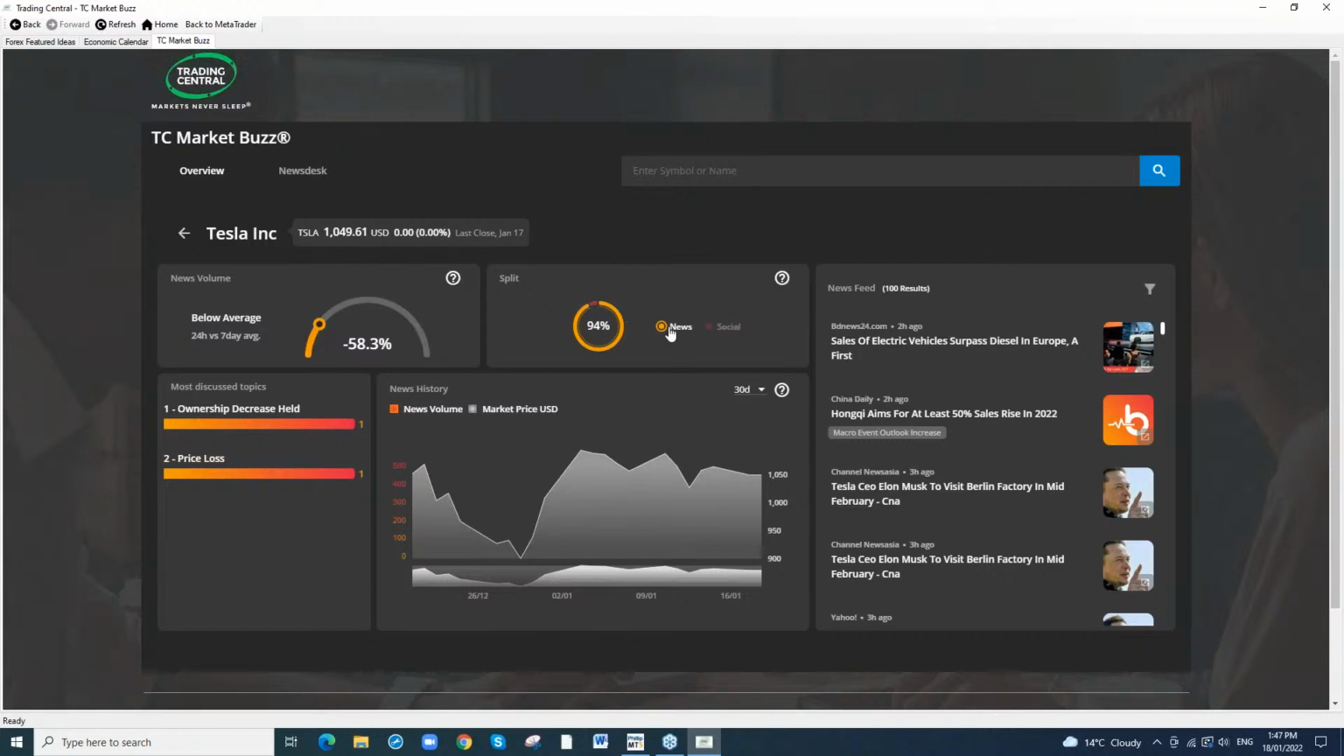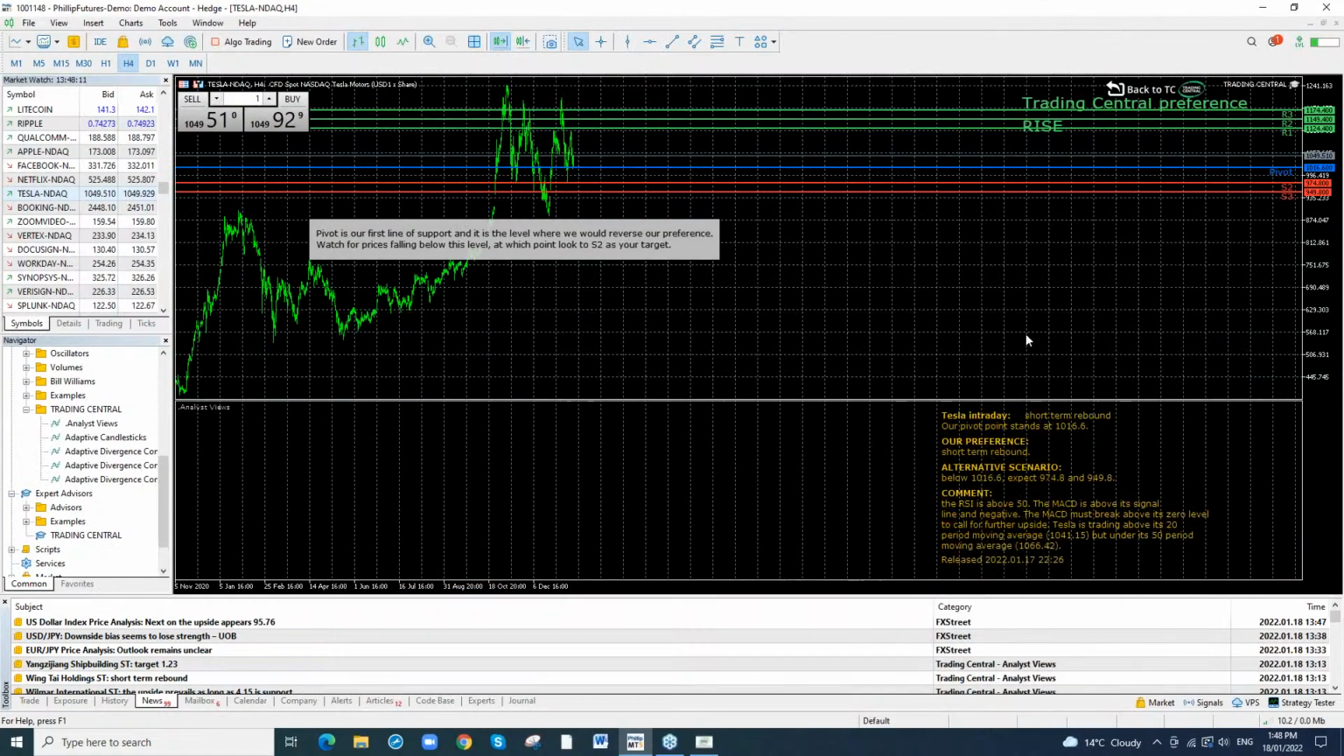Here you get the split between news and social media information, and what are the most discussed topics currently. So the ownership decrease held and the price loss. On this small chart, you can see and also check what was the news history against the price, so you can see it basically in the different time frames. And hopefully combining market buzz and analyst views indicator will help you to get the right decision for your future trades. That's it for me for the moment. Thank you.